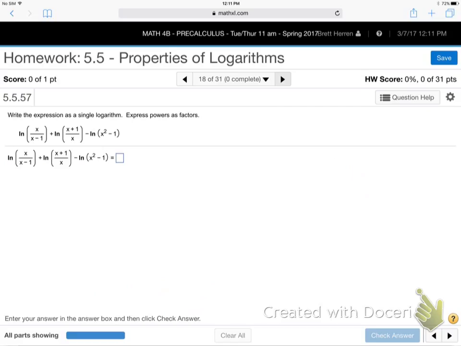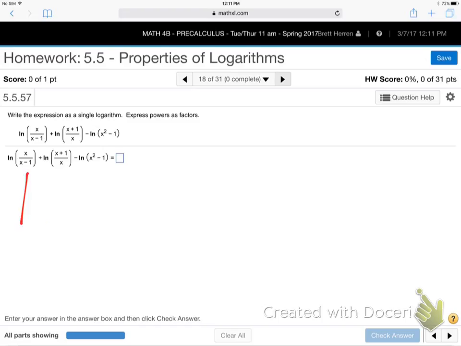Okay, so let's try this one. Ooh, ugly. All right, same thing. They want us to make it a what? A single log. Let's put them all together, crunch them into one log. You know the rules. Adding becomes multiplied. Subtraction becomes divide, right? So here we go.